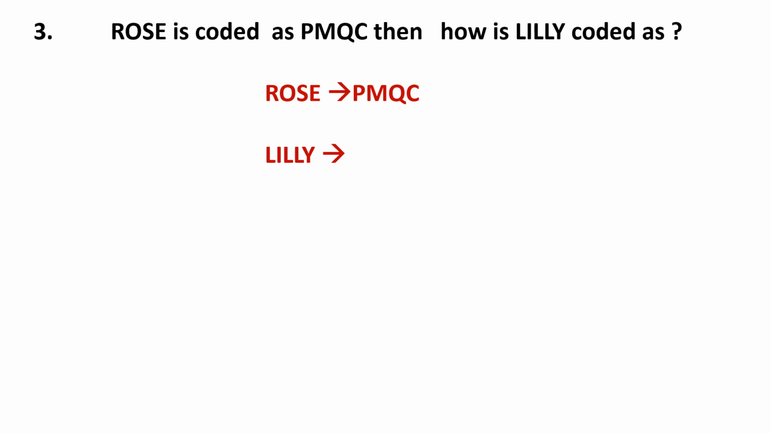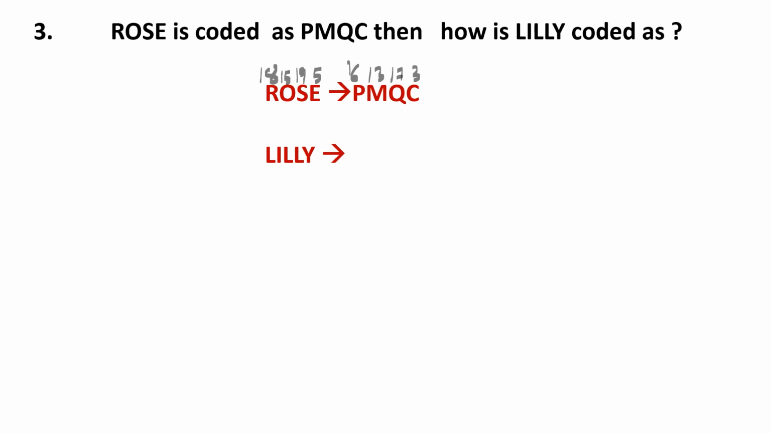Next, going for the third question. Rose is coded as PMQC. Then how is Lily coded? Rose means, here I am writing positions: R is 18, O is 15, S is 19, E is 5. Here P is 16, M is 13, Q is 17, C is 3.